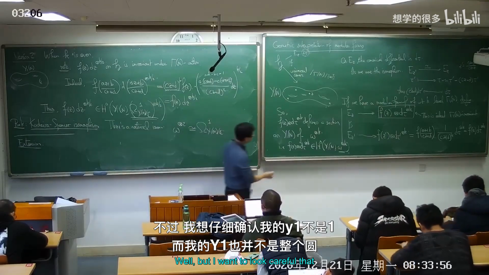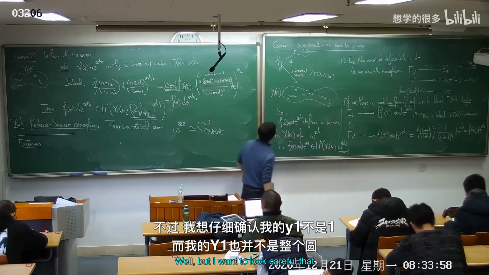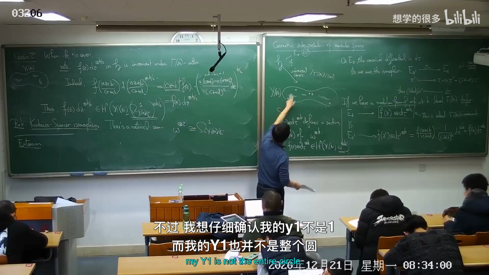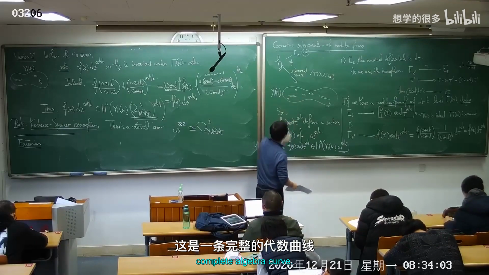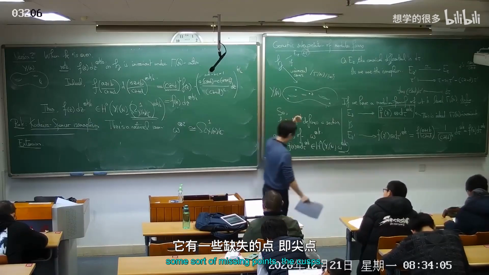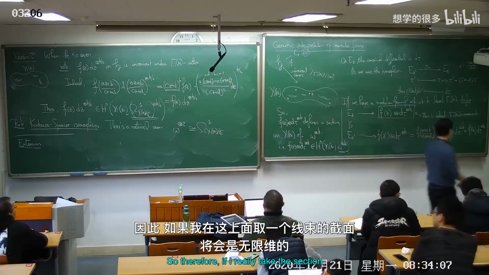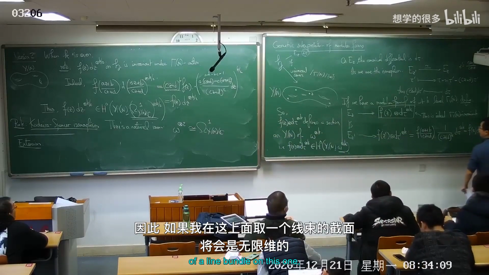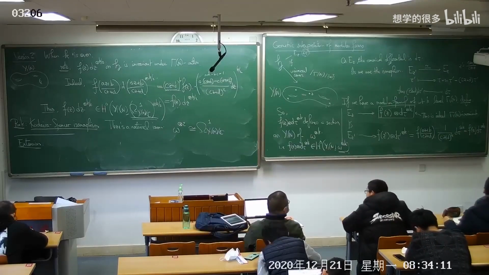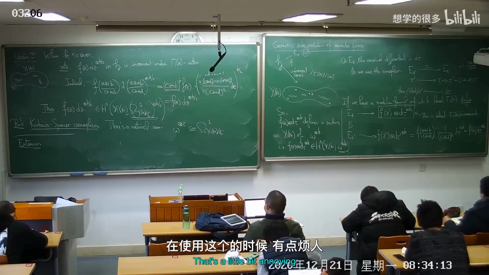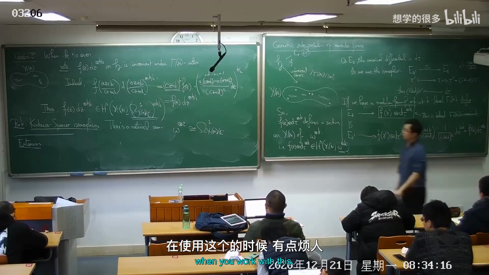Well, but on the other hand, we have to be a little careful that my Y1 is not the entire, sort of complete algebraic curve. It has some sort of missing points, the cusps. So therefore, if I really take the section of a line bundle on this one, it's going to be infinite dimensional. That's a little bit annoying when you work with this.